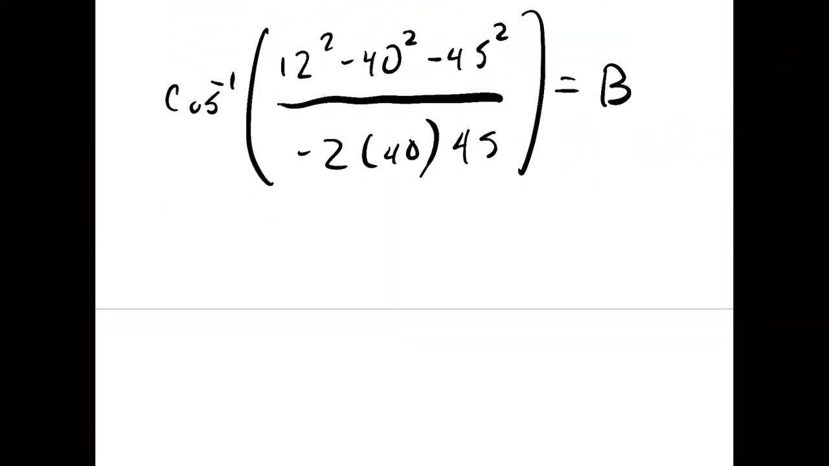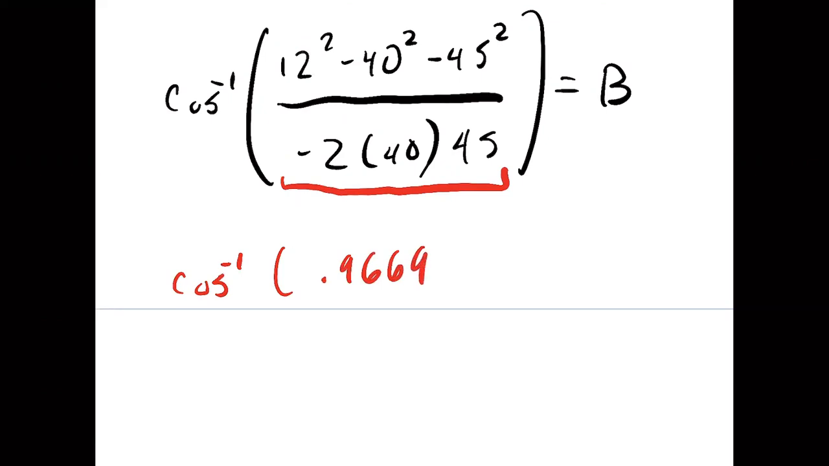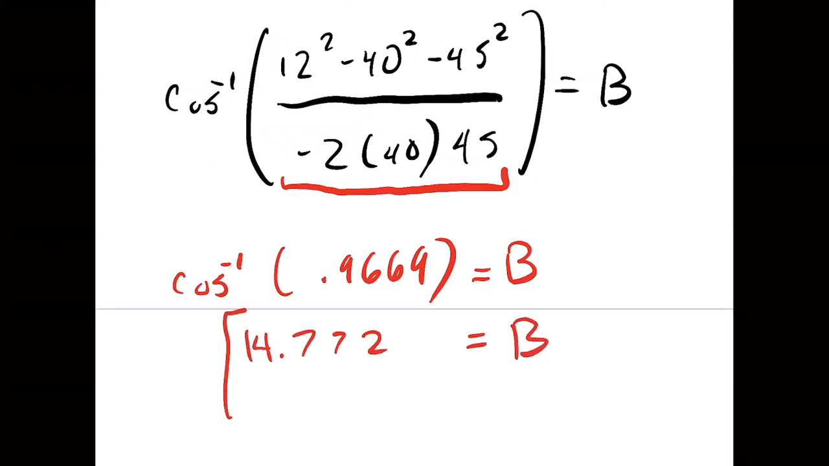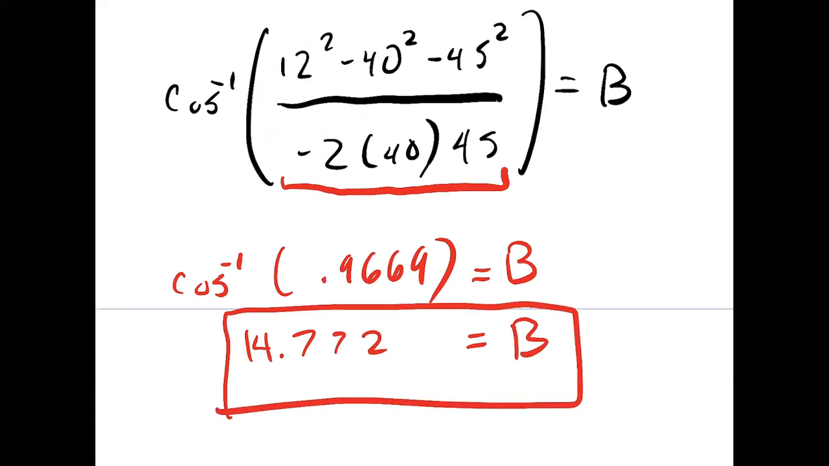So I recommend, again, when you're plugging this into your calculator, first compute whatever this number is, and then take the inverse. And what you should get out is cosine inverse of 0.9669 is equal to B, which is equal to 14.772. Okay, so we found B here.